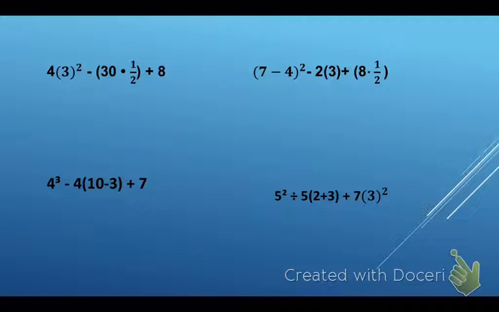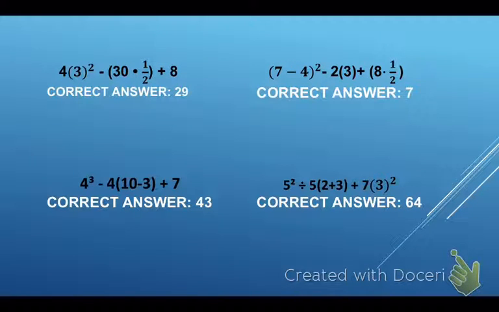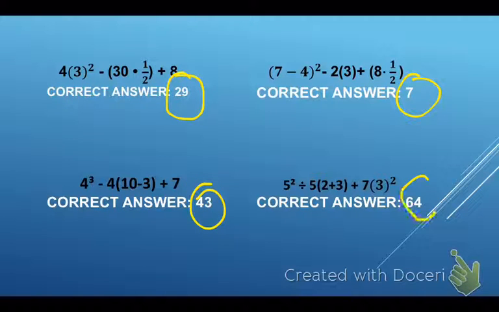And time. Hopefully you were able to complete this task. All right, I want you right now to look over these 4 answers. The first answer you should have gotten is 29. The second answer is 7, followed by 43 and 64. These are your 4 answers.